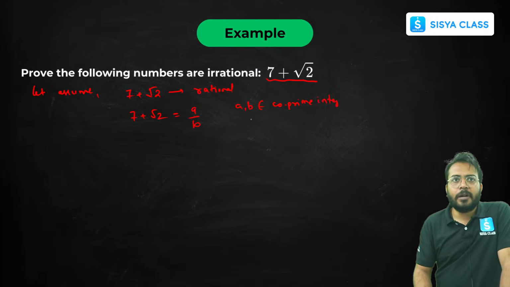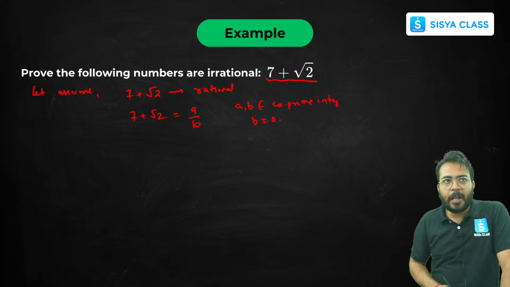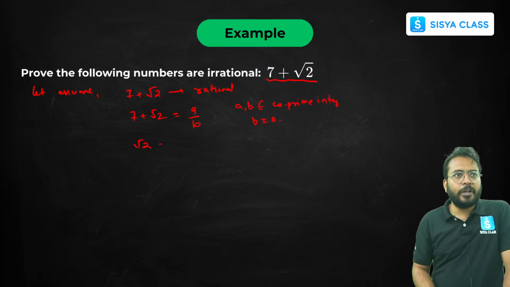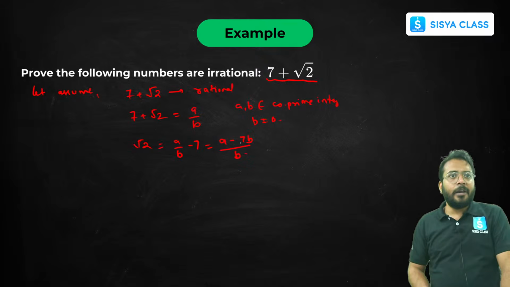All right, and b is not equal to 0. Yes or no? Okay, fine. All right. Now here I can say that root 2 is going to be equal to what? a by b minus 7, and a by b minus 7 can be written as (a minus 7b) by b. Yes or no? Fine.